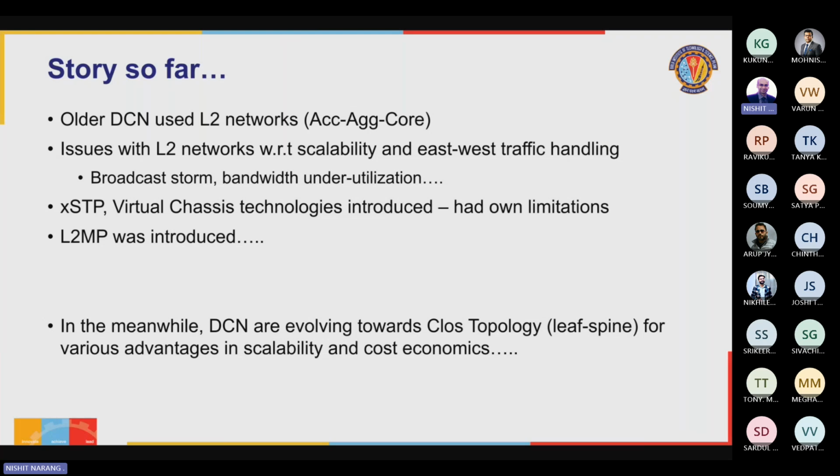In the meanwhile, we are also seeing that the data center network topology is evolving. While these technologies are getting introduced in the access aggregation core topology, the data center network topology itself is migrating from access aggregation core to Clos because of the advantages that Clos topologies give in terms of their scalability and cost economics. So the leaf spine topology is being considered more and more as the topology to be followed in data center networks, or at least the building block for these data center networks.